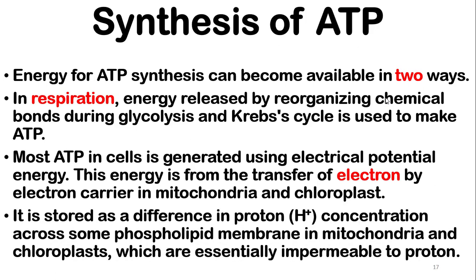Okay, it is stored as difference in proton. Protons, why we call hydrogen ion proton? Because hydrogen atom contains 1 electron and 1 proton. If electron is removed, what is left? Only proton, no neutron, no electron. Therefore, hydrogen ion is said to be proton. Okay, it is stored as difference in proton concentration across some phospholipid membrane in mitochondria and chloroplast, which are essentially impermeable to proton.